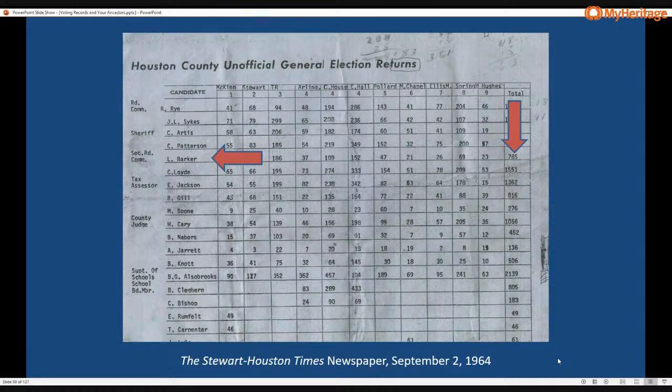This is actually from a newspaper. This is the unofficial general election returns from that election that my husband's grandfather was in. And so he got 785 votes. I can see that he did not win, but it shows all the people that he ran against, and it shows where by district he came out. But this was published in the newspaper.